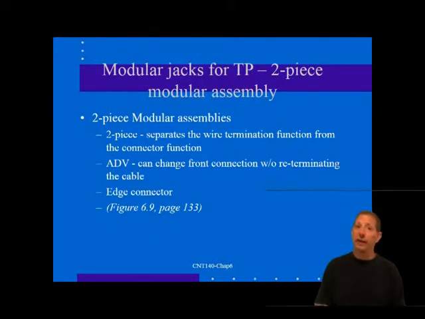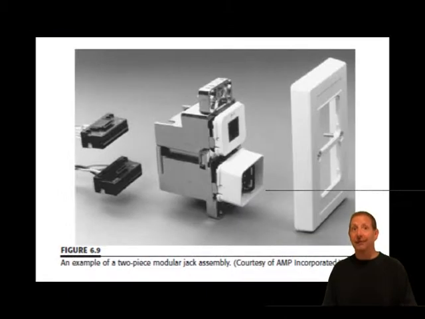These assemblies are unique in that they separate the wire termination function completely from the connector function. A typical two-piece assembly will include a backplate module that the wire terminator snaps into after the cable is terminated. The terminator module is essentially a special type of connector that mates with a printed circuit board edge contact area. This arrangement is commonly called an edge connector. The back module then mounts into the outlet box with the normal mounting screws.